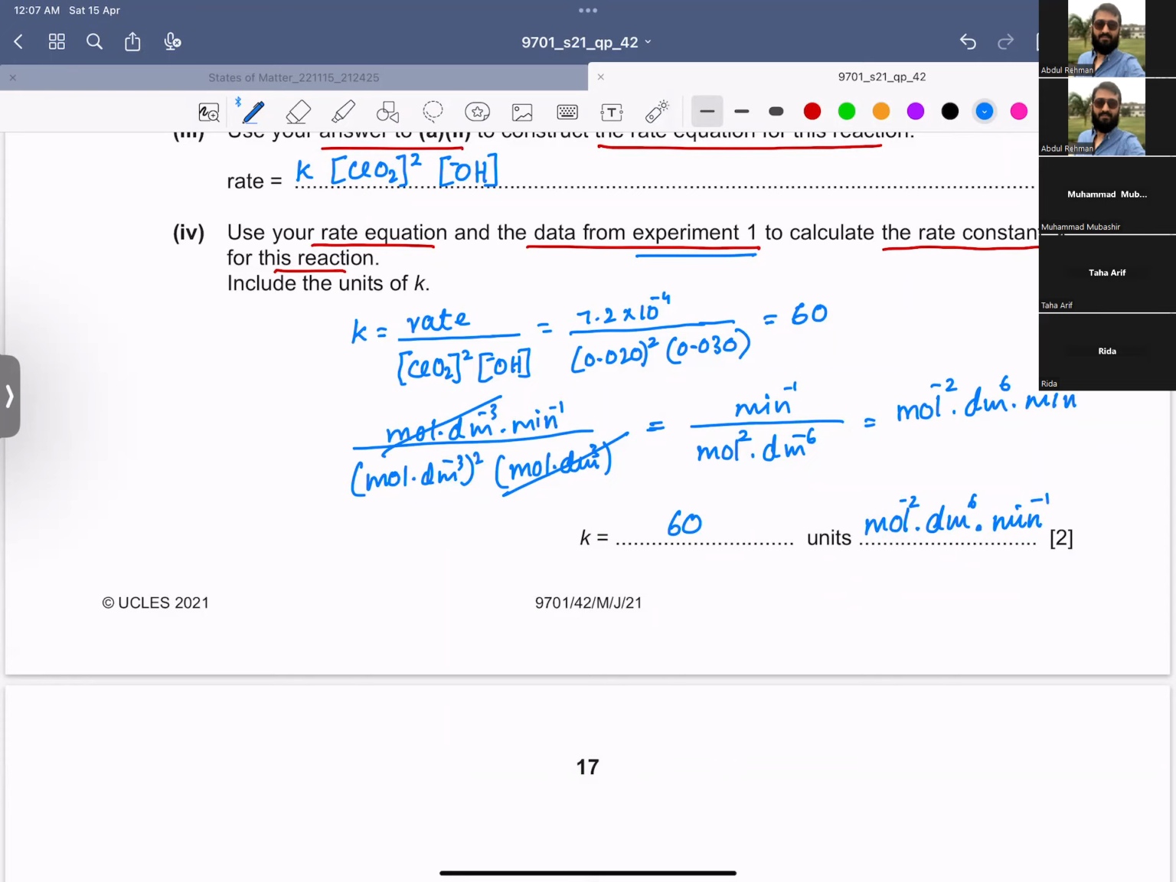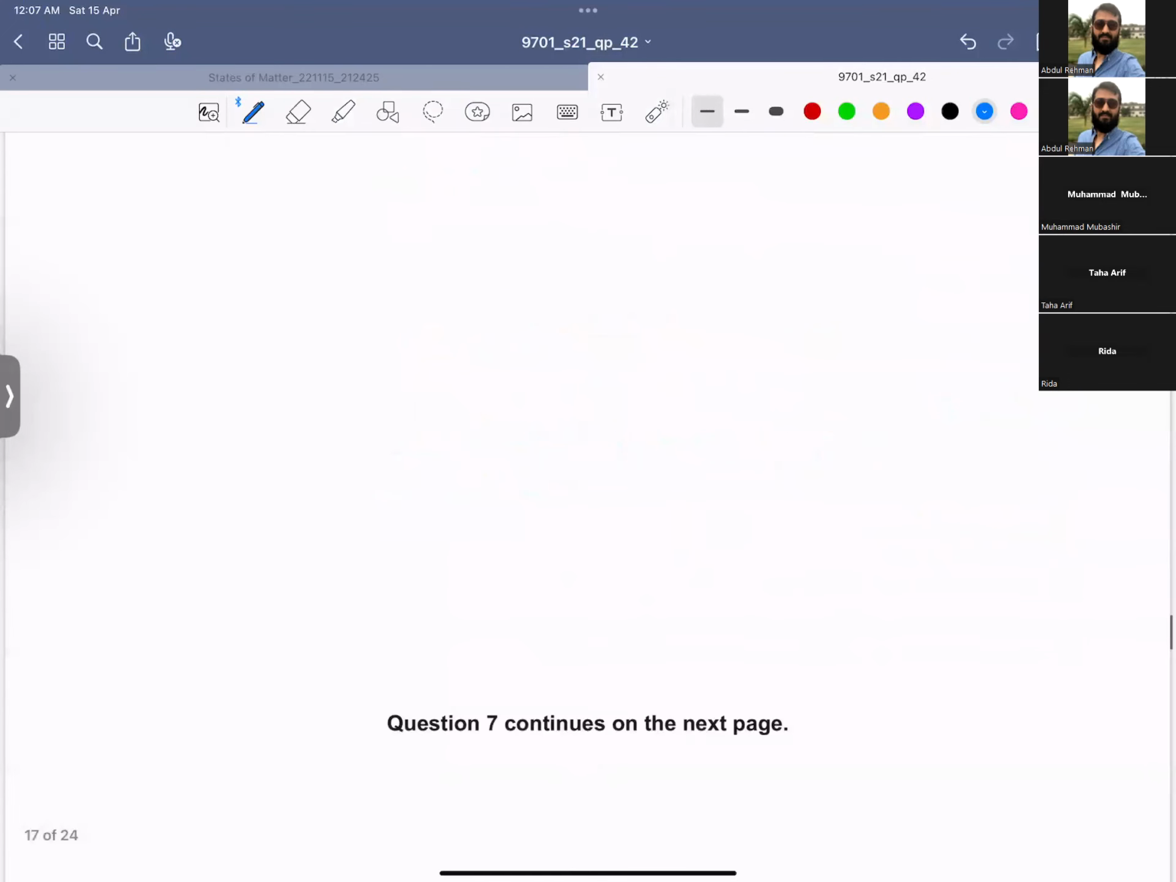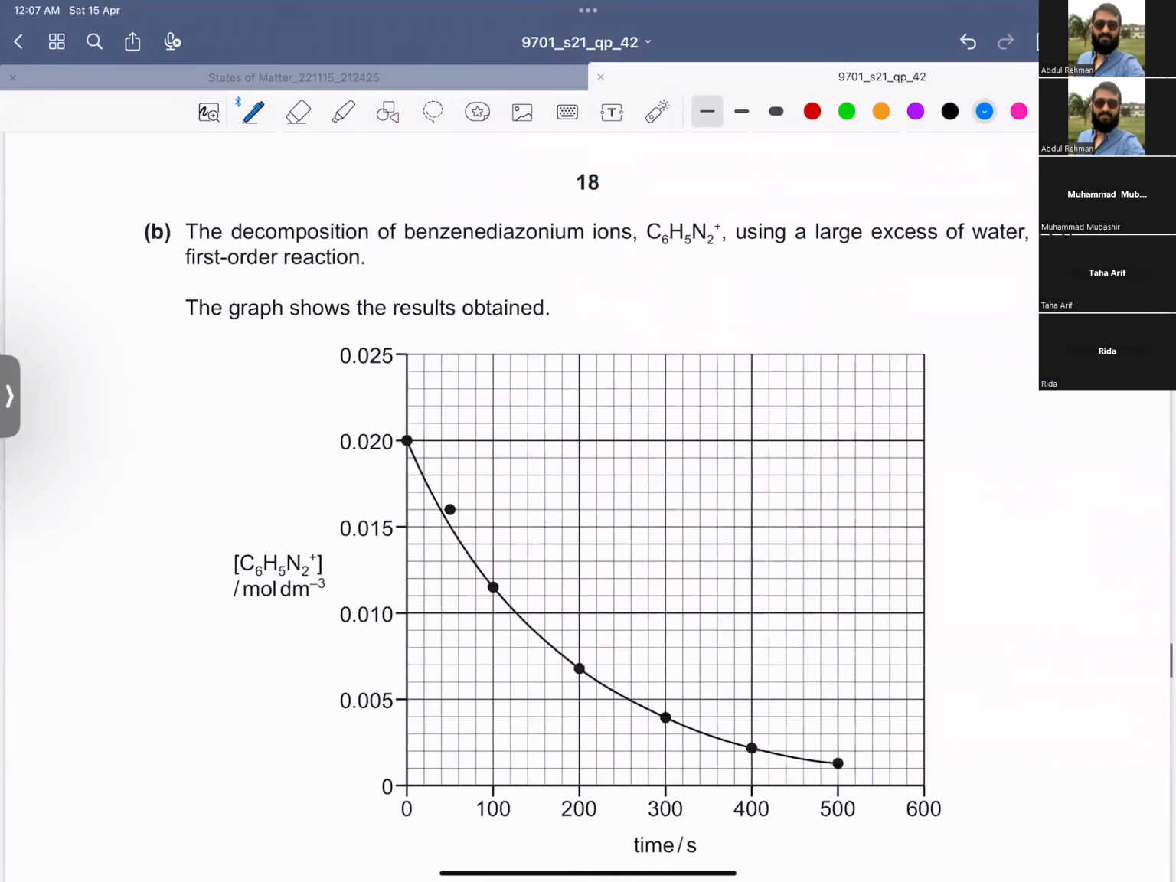Yes, is it clear to everyone? Yes, sir. Okay. Now, the decomposition of benzene diazonium ions.